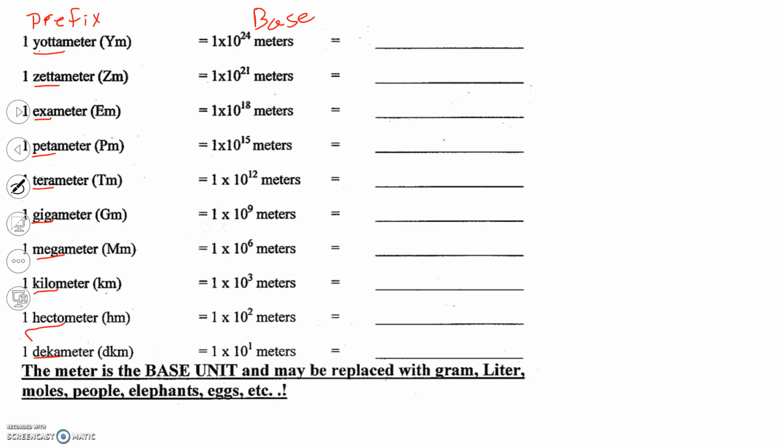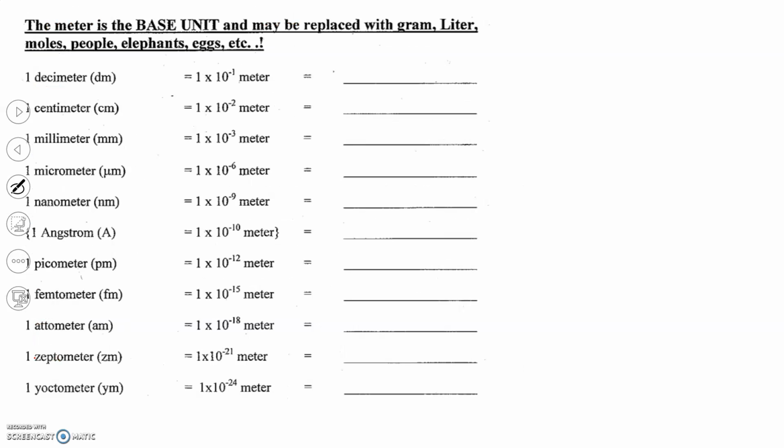And then when you look on the other page, it keeps going: deci, centi, milli, and then all the way down. The only one that isn't a real prefix is angstrom. Angstrom is a little weird. It deals with the distance in between atoms, and we will talk about those when we get to bonding and stuff like that. But for right now, you can kind of just ignore angstrom.